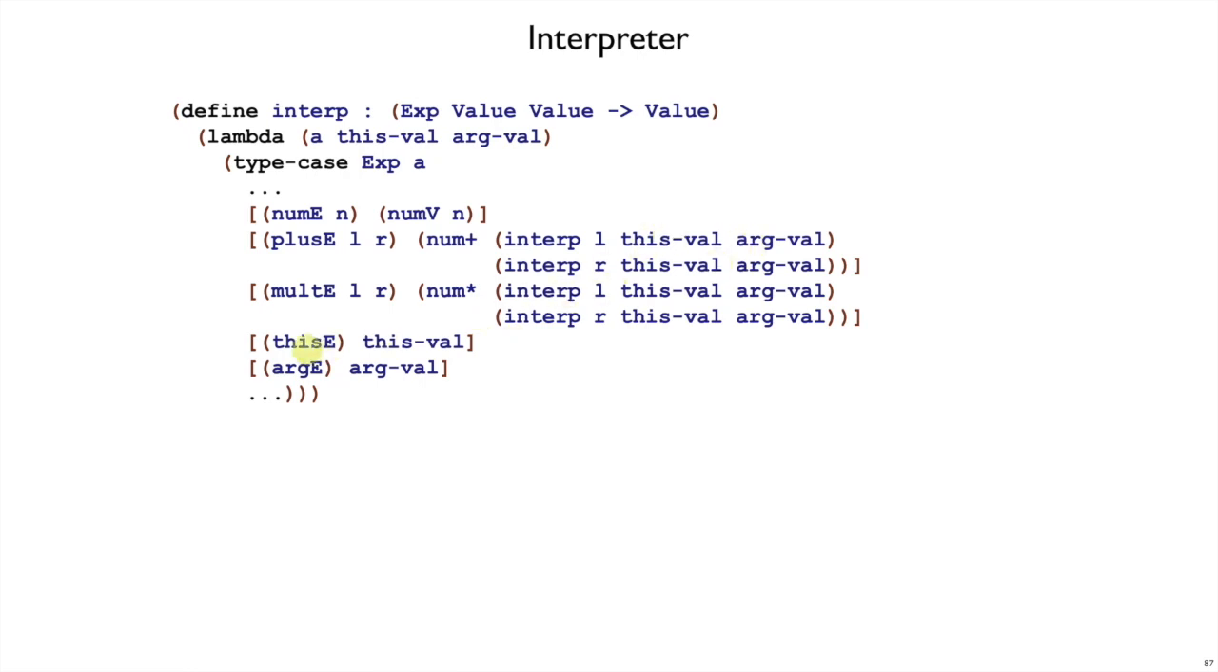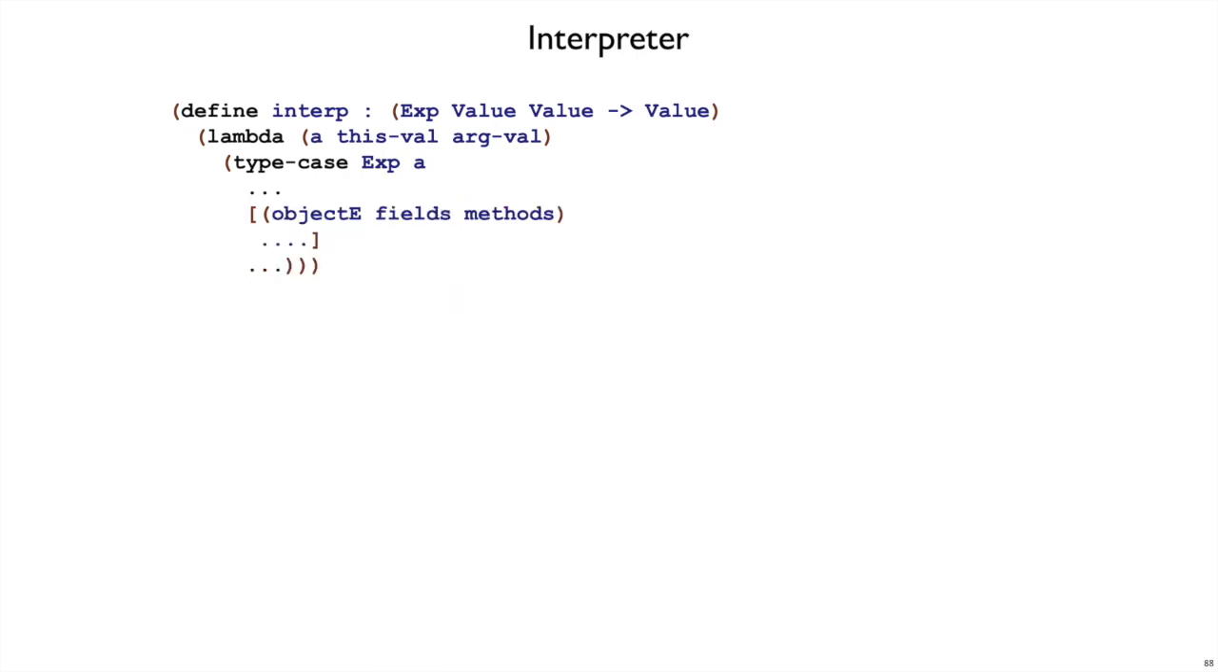This-e is also straightforward because when you evaluate this-e, you just return what we passed in to be this val. And similarly, arg-e, you just return arg val. This is in contrast to looking in the environment. We just have the two possibilities right there. So the more interesting cases are object-e, get-e, and send-e.